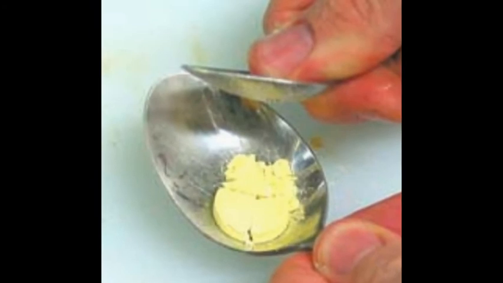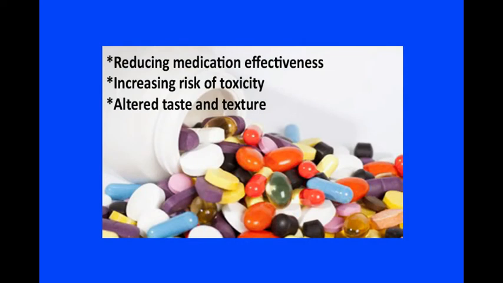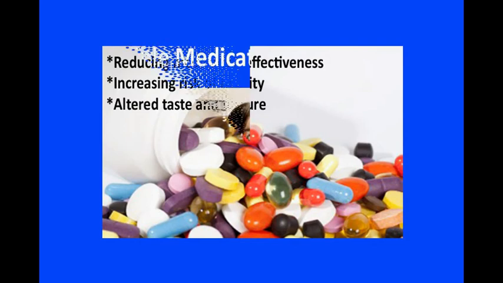However, it is vital that care is taken to ensure that this process does not cause negative effects on the patient. Some negative effects that result from crushing of medicines inappropriately include reducing medication effectiveness, increasing the risk of toxicity, and tolerability issues due to altered taste and texture of the medicine. Let's discuss the 6-step process as proposed by the APAC guidelines for medication management in residential aged care facilities.